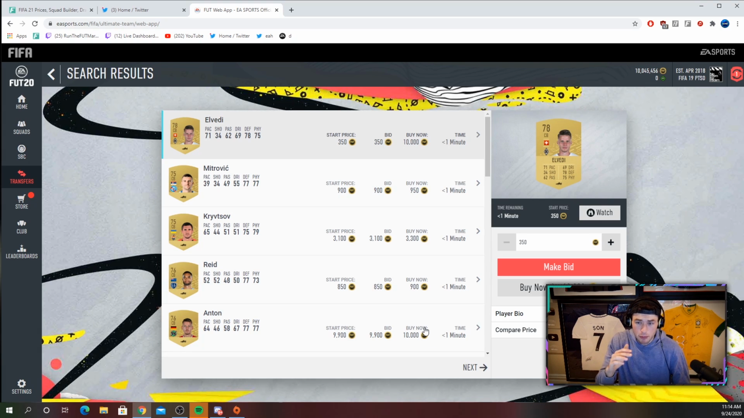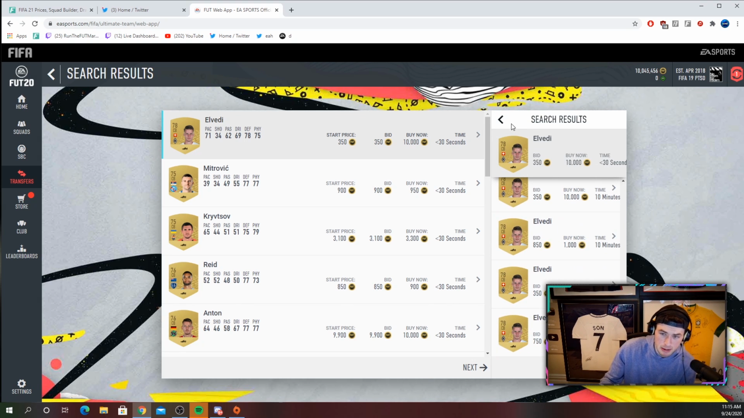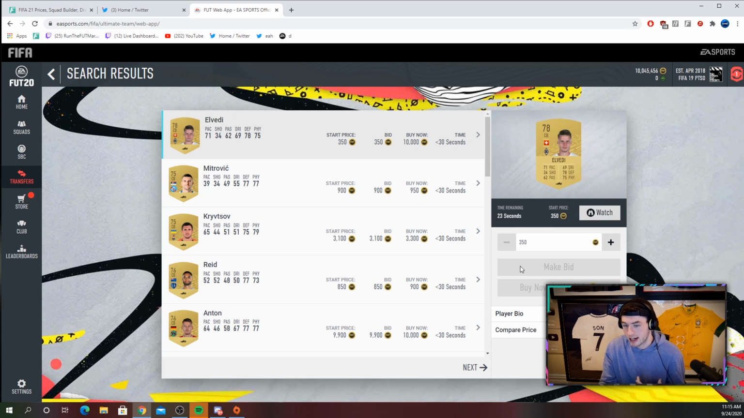Now, I'm going to be real with you guys. There's no shortcut on the web app of making a lot of coins. This is going to be a bid grind, okay? Positionally, finding non-rare golds in top 5 leagues, checking out a guy like Elvedi, right? What does he sell for on BIN? He's 2K right now. I could bid him here.